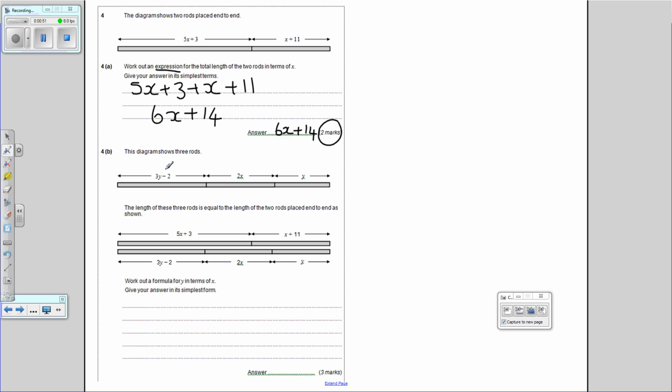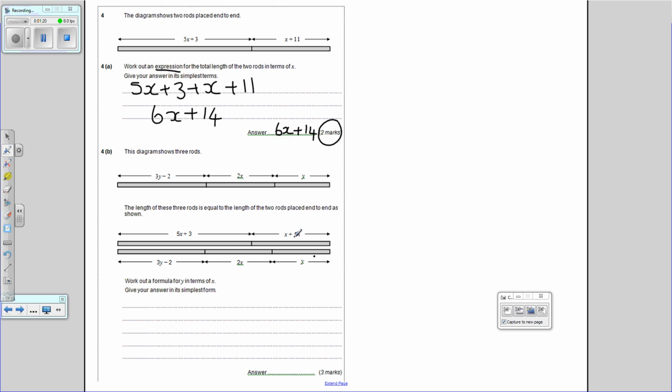This diagram shows 3 rods: 3y minus 2, 2x and y. The length of these 3 rods is equal to the length of the 2 rods placed end to end as shown. So it's saying that the length of these 3 is equal to the length of the 2 rods here, and it's showing you that in the diagram: 5x plus 3 and x plus 11, which is the one from up here, is equal to the 3 rods shown there. Work out a formula for y in terms of x, give your answer in its simplest form, 3 marks.